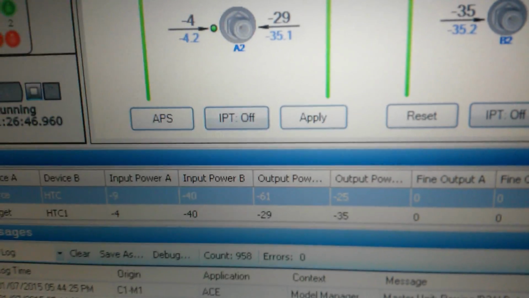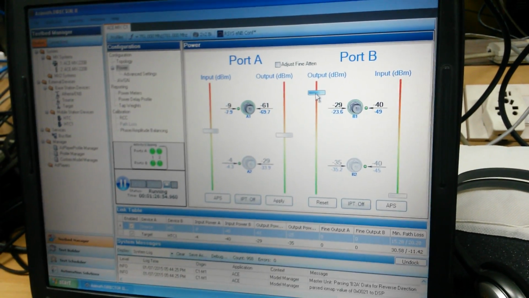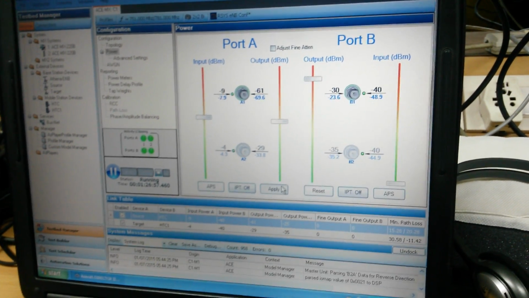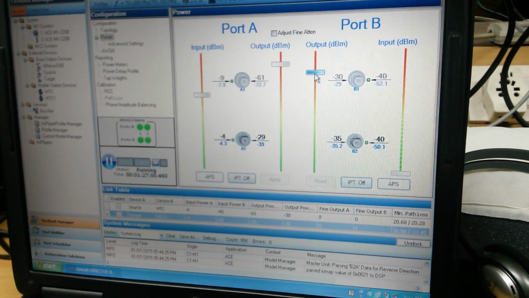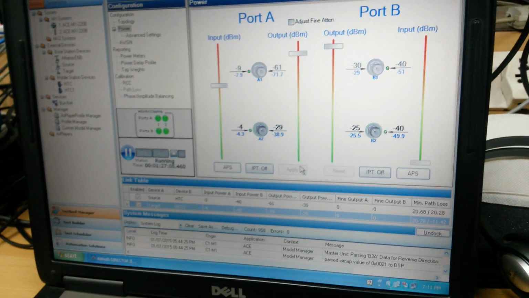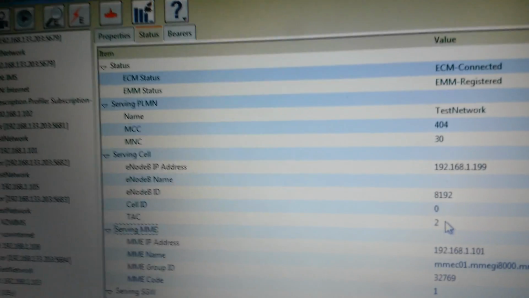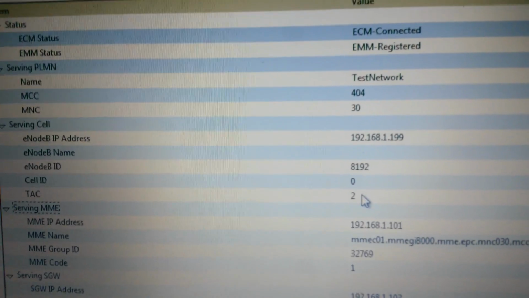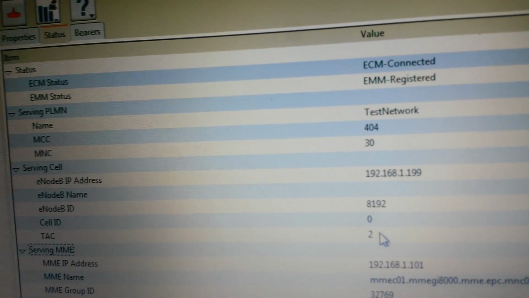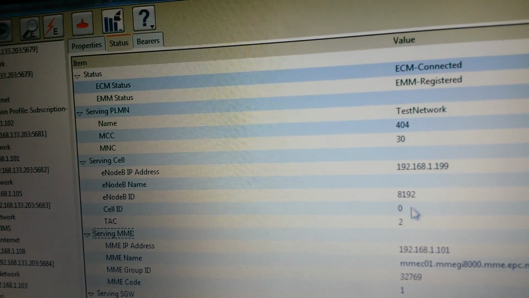So we're going to change these signal levels so that the handover happens. We have reduced the signal strength from eNodeB 1, and we are increasing the signal strength to eNodeB 2. Because of this, what you'll see now is the handover has happened. If you look at the serving cell, the IP address of the eNodeB has changed from 189 to 199. You can see the eNodeB ID has changed and the tag has changed.